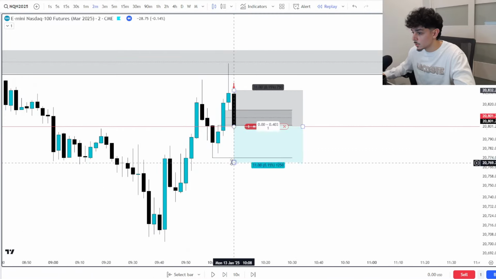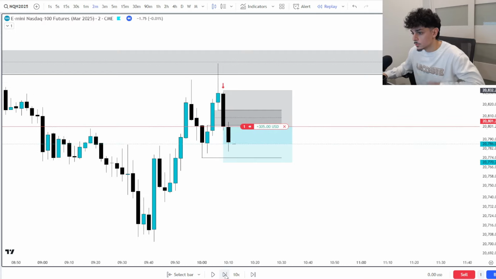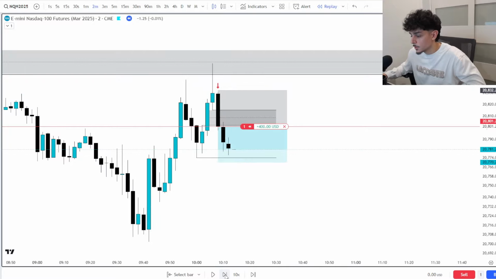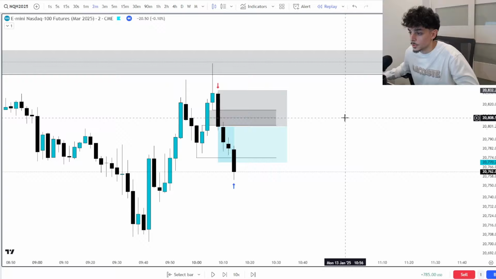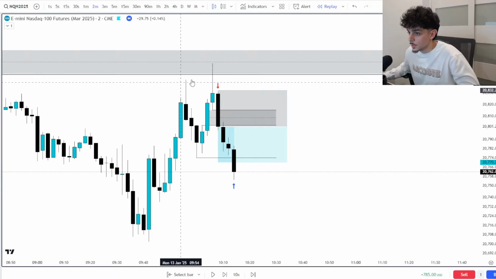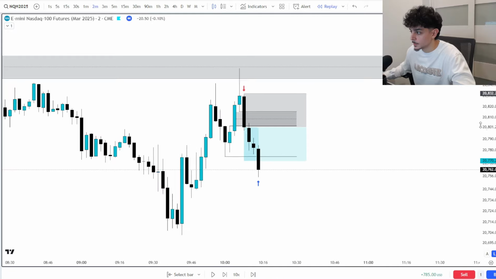So right here, let's take a look at what happened in 1, 2, 3. So 3 times 2, 6 minutes, and you hit your target. So it was a pretty accurate trade right there, and a really good framework behind it.